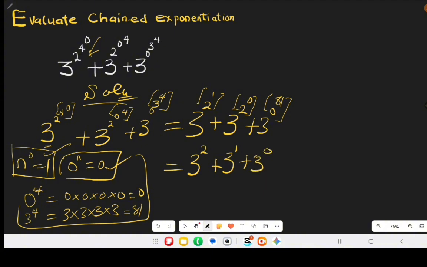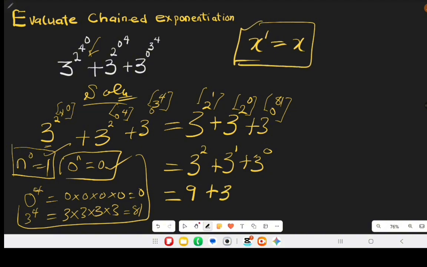We move further. 3 raised to the power of 2 means 3 times 3, which gives us 9, plus 3 raised to the power of 1. Any number raised to the power of 1, for example x raised to the power of 1 in mathematics, is the same thing as x. If that be, 3 raised to the power of 1 is 3, plus 3 raised to the power of 0, which we have proved before, any number raised to the power of 0 is 1.